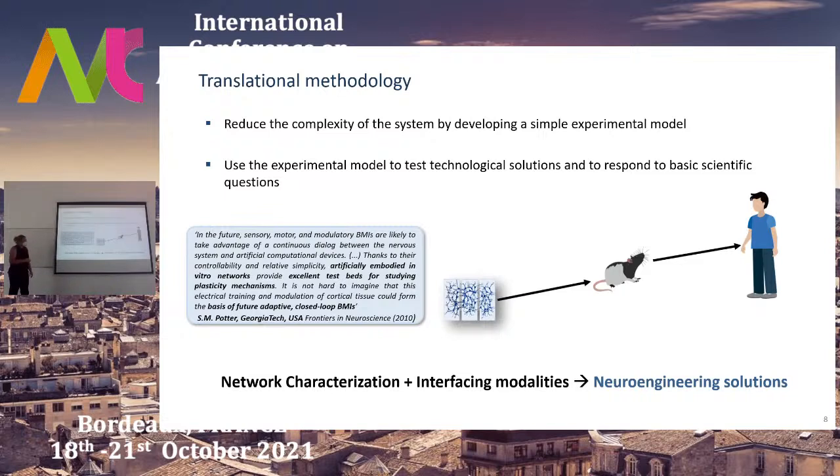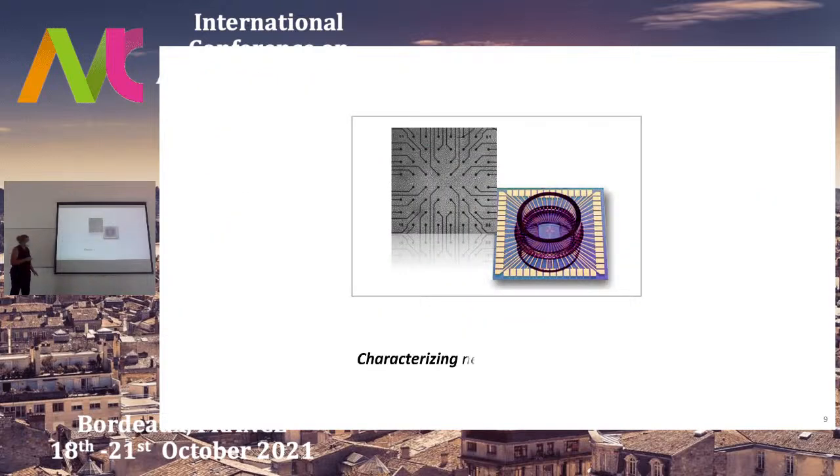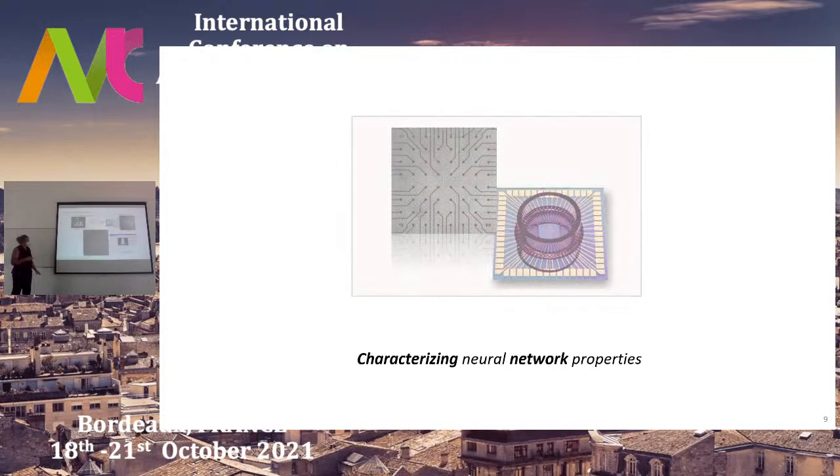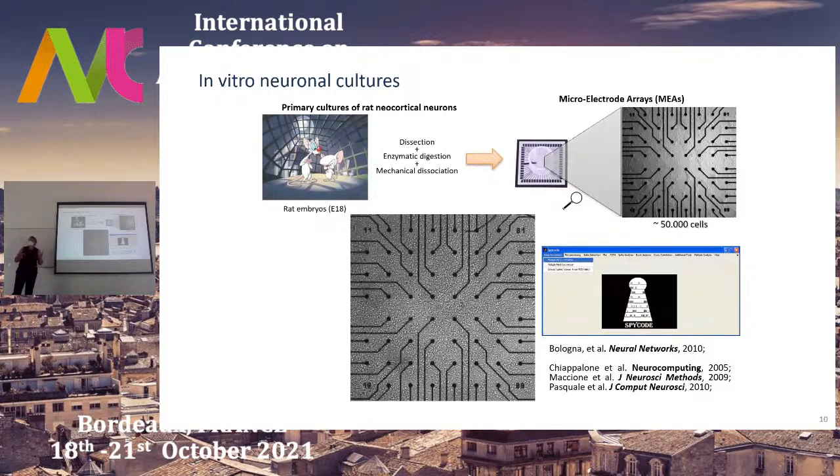So what I will present to you is the first part, in which I need to characterize this simple system from the point of view of the signal that it is exhibiting, then design possible interfacing modalities, and all this brings to the neuroengineering solution. So let's start from the natural characterization. So what is the experimental model that we have been using? We start from neurons coming from embryonic rats.